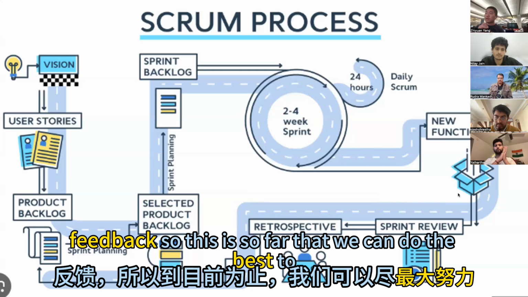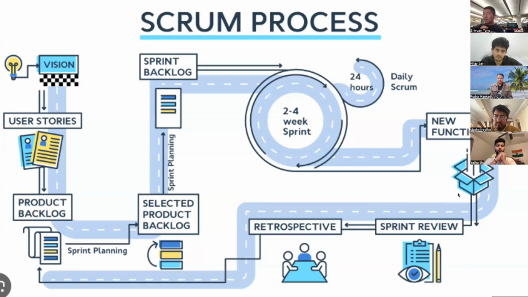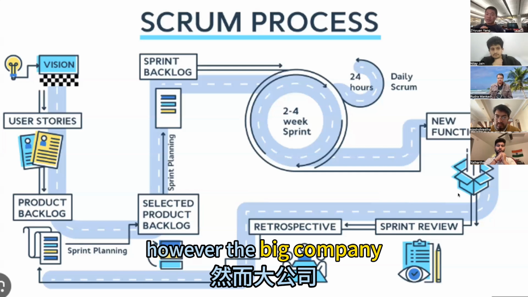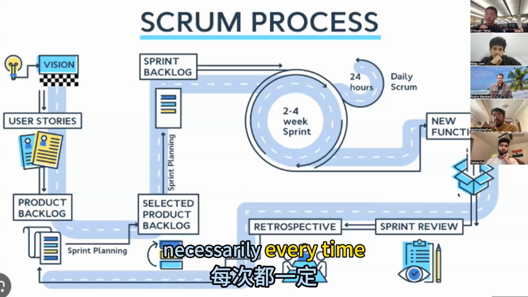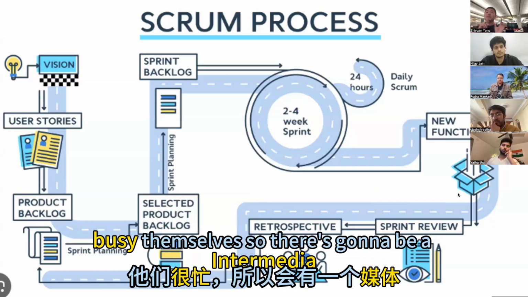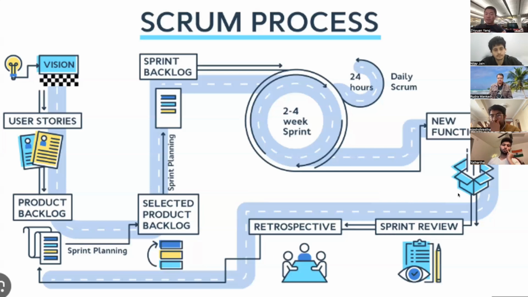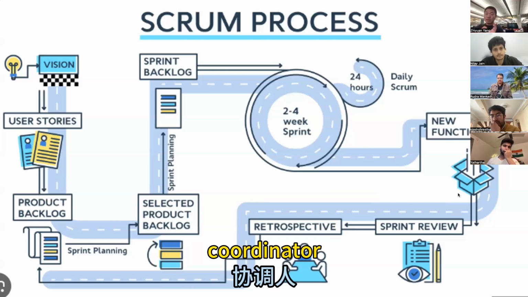So this is the best we can do based on the budget and our time frame. However, in big companies like Google and Microsoft, the product manager may not have to go to the clients every time because they're already busy. So there is an intermediate person taking charge, which is the project coordinator.